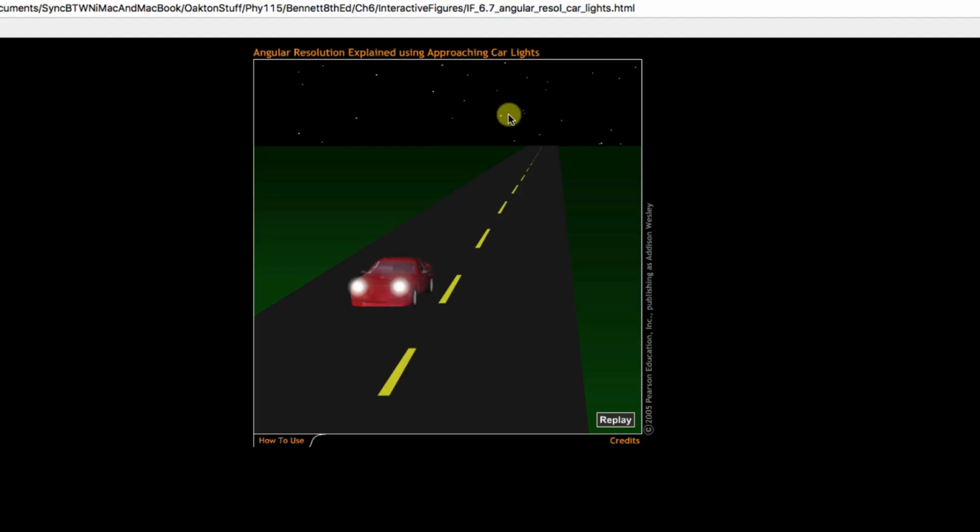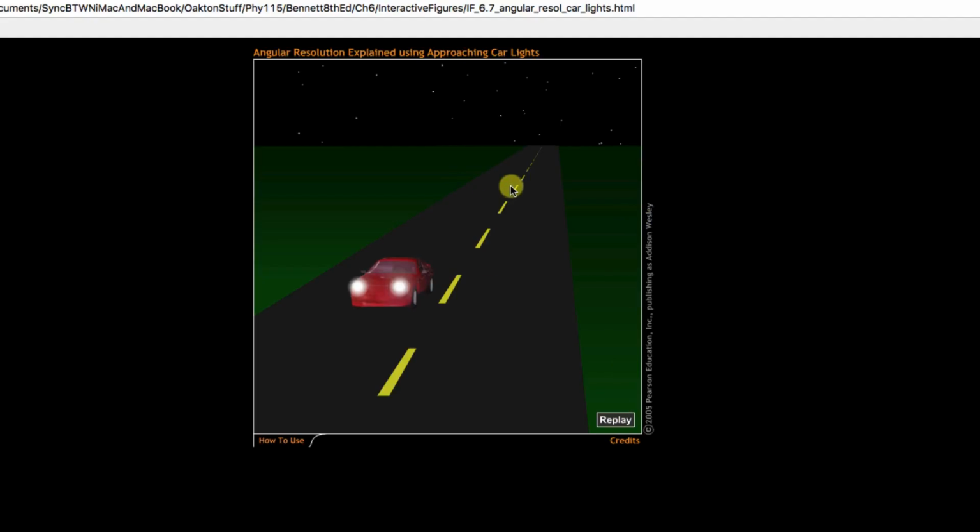And so when the car was far away, our eyes didn't have a good enough angular resolution to be able to see that there's actually two lights there. The angular resolving power of our eyes, if this was in fact what our eyes would see, is not very good. It's not as good as something bigger like a pair of binoculars, for example. And so it's not until the car gets a little closer so that the angle gets bigger between the two headlights that we can actually see that there are two headlights.